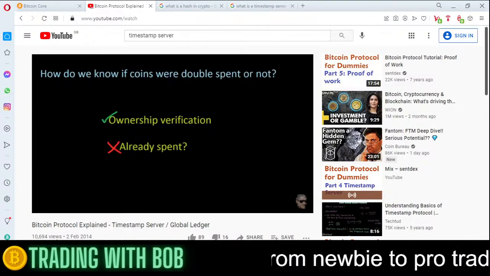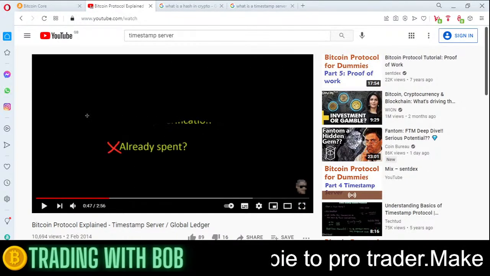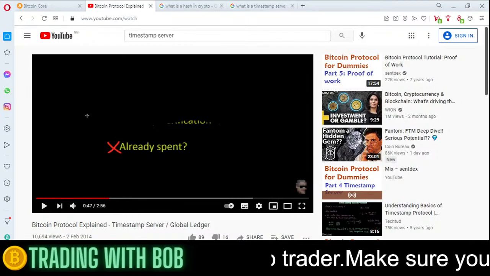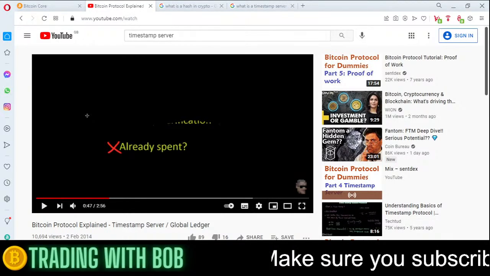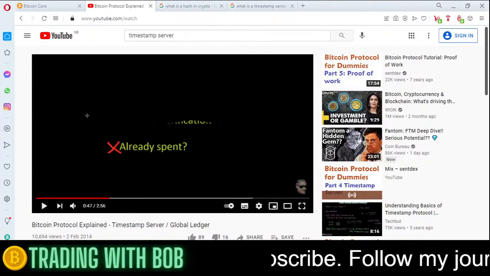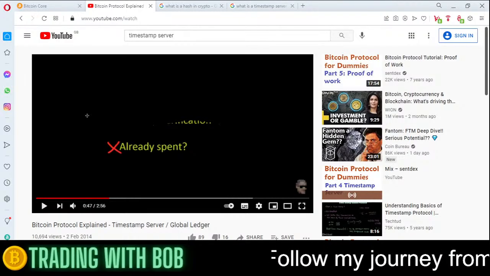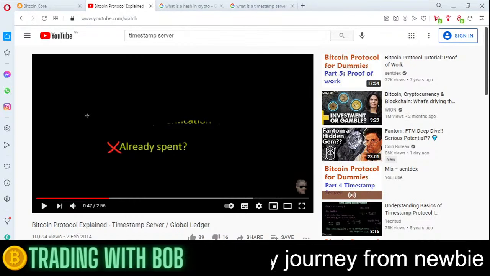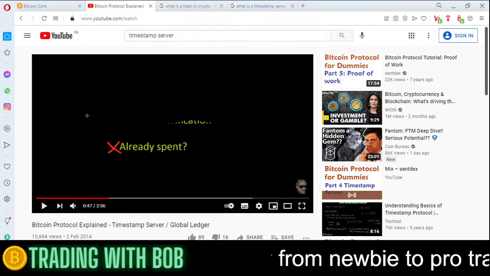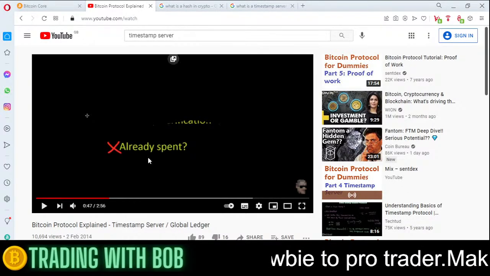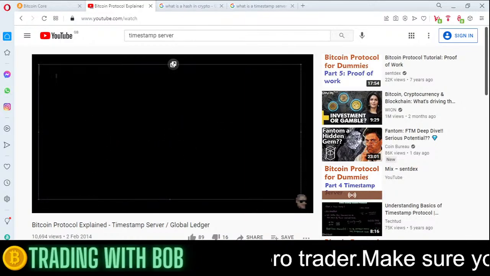So here's the beginning of that solution. So basically, the way you can spend one coin multiple times, because each Bitcoin has a unique identifier to it. So each Bitcoin is unique because it has an identifier to it. And that is a timestamp server.